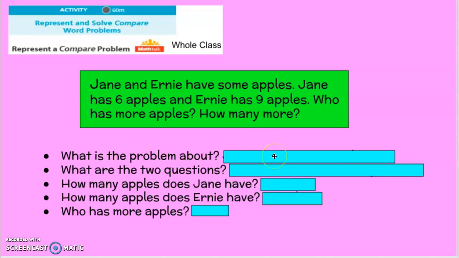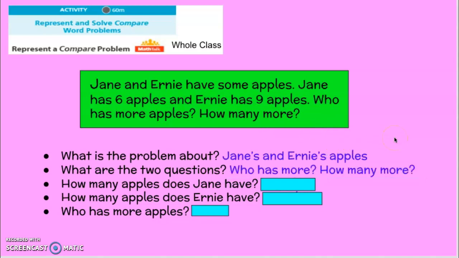What is this problem about? Jane and Ernie's apples. What are the two questions? Okay, so if we look up here, what are our questions? Who has more and how many more? How many apples does Jane have? Do you remember? 6 apples. How many does Ernie have? 9 apples.